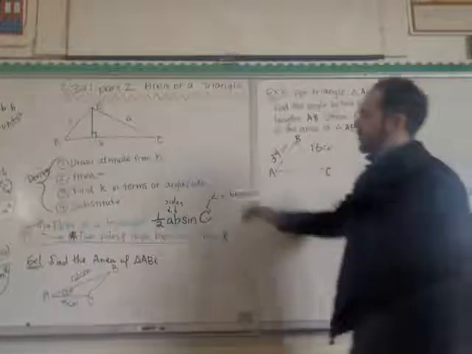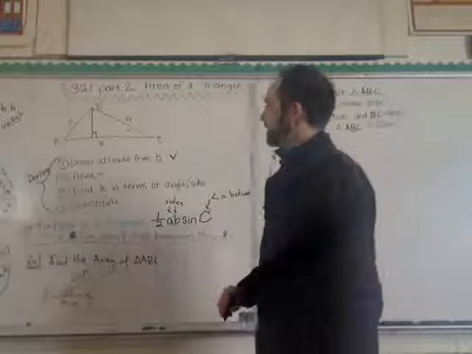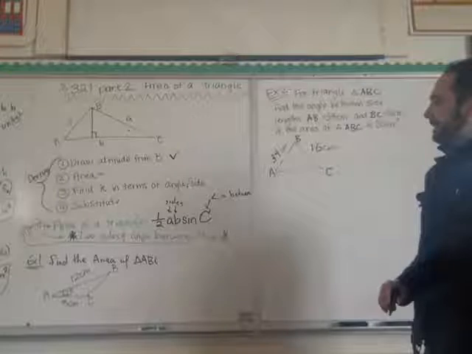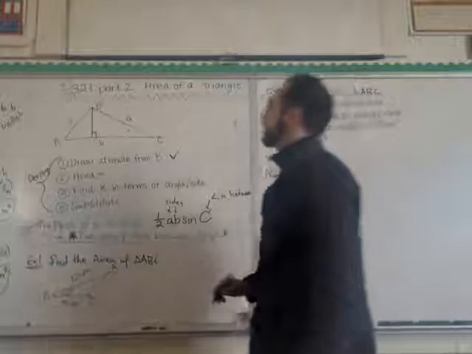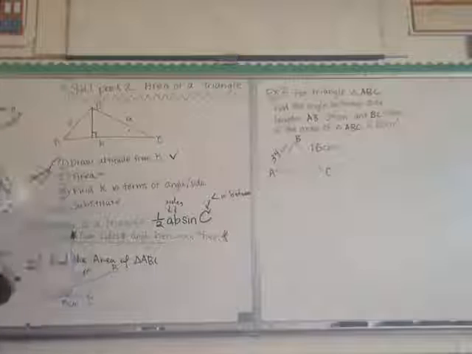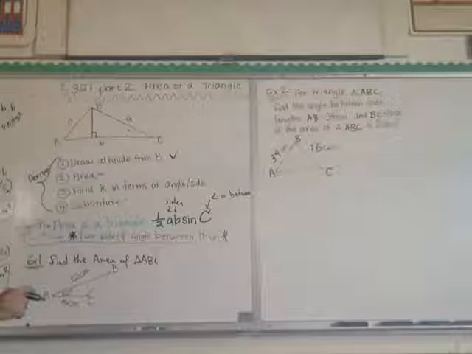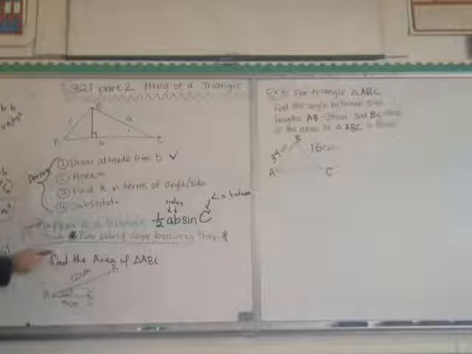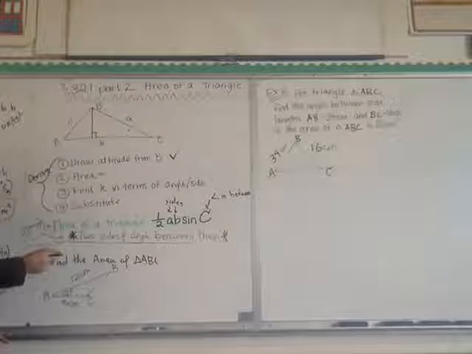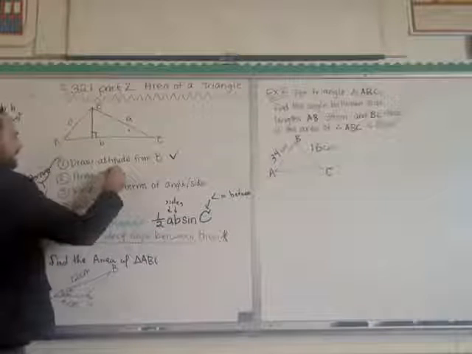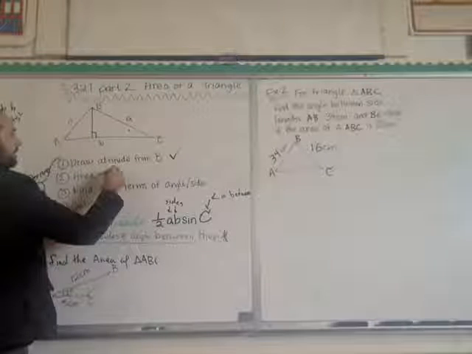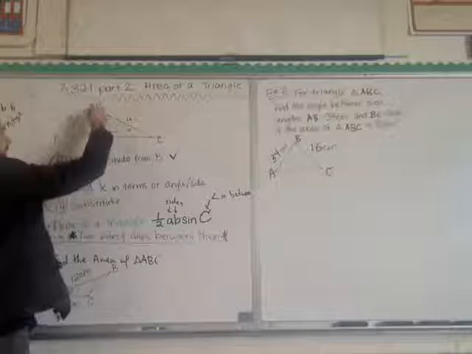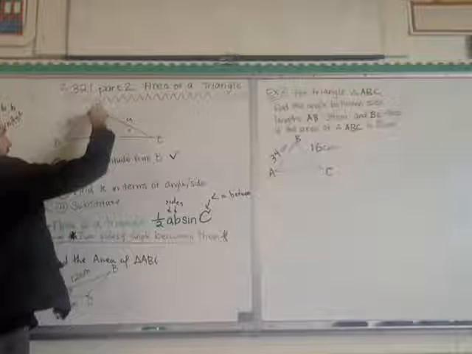So we drew the altitude from B. Now, if I'm looking at this, let me see where we're going with this. Point C, angles. Okay. Let's look at the area of the entire triangle first, but we're going to label this as well. We're going to label it H.